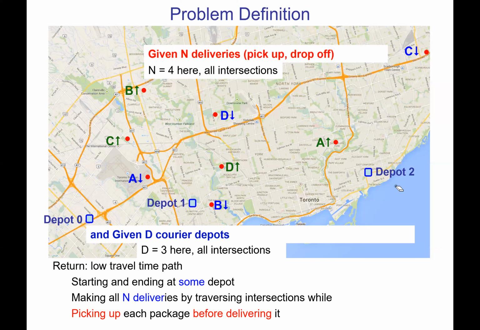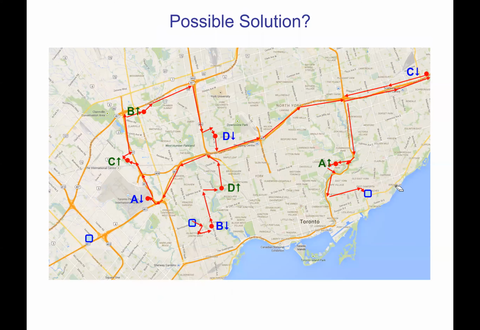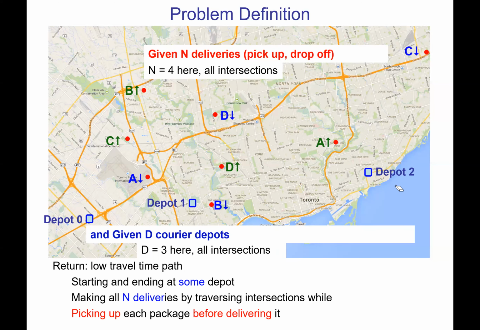So what you want to do is return a low travel time path. It has to make all the deliveries, so you've got to go through all these intersections. And you have to go through them in an order where you've actually picked up whatever you're going to drop off before you go to the drop-off location. So in order to make this delivery, I've got to pick up package A before I drive over to drop it off.